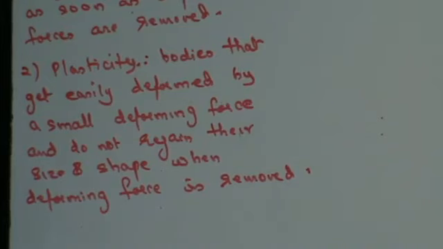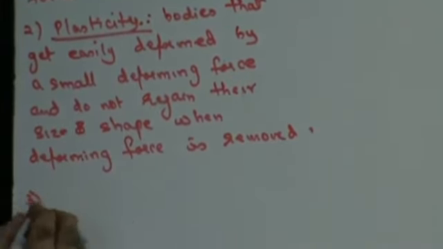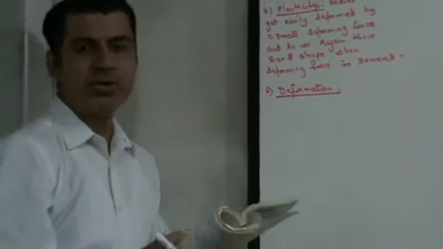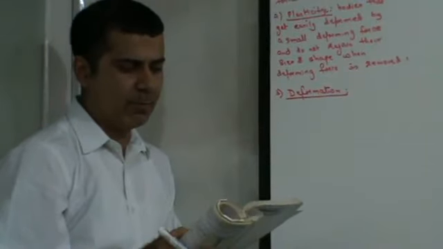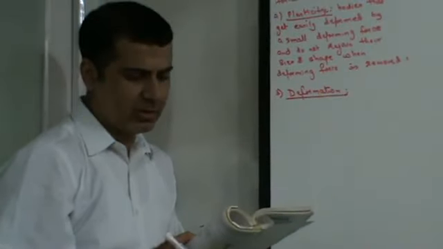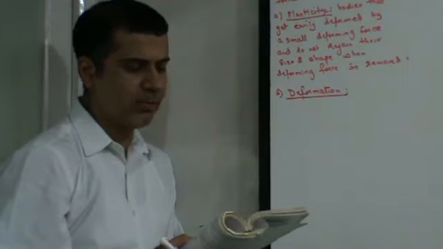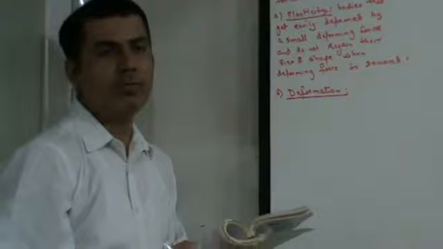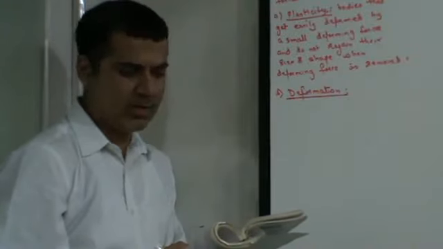Right? Now, what do you mean by deformation? Elasticity, plasticity. What do we understand by deformation? A change in the size and the shape of the body, that is, a change in the dimensions of the body, is called deformation. Any change in the dimensions of the body because of forces acting on it is called deformation.